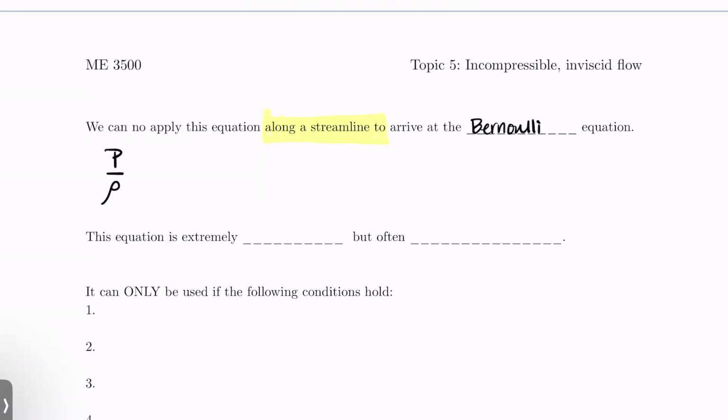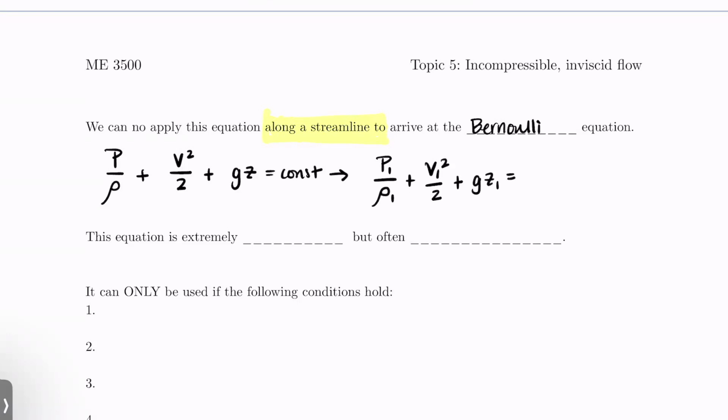And when in doubt, just ask me. Plus velocity squared over 2 plus g times z is a constant along a streamline. Or another way to write this is if we have 2 points along a streamline, we can say that the pressure at point 1 divided by the density at point 1 plus the velocity squared at point 1 over 2 plus g times z1 is equal to all of those same terms at some second location 2.